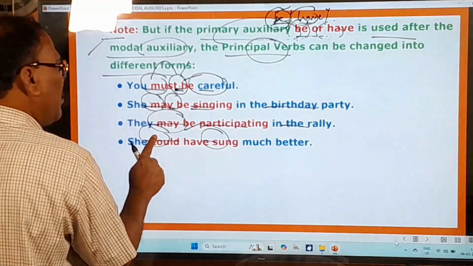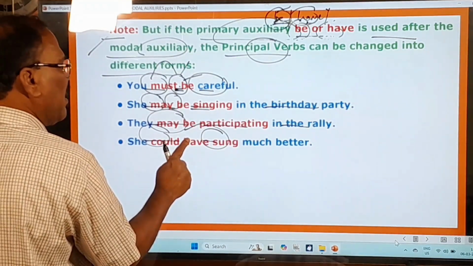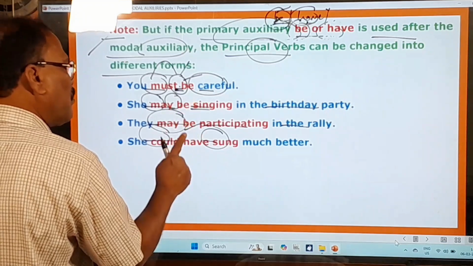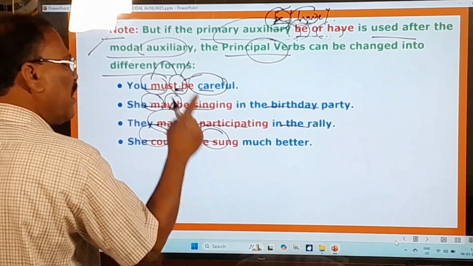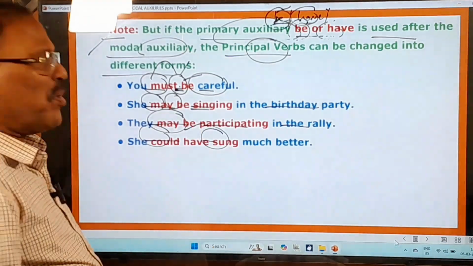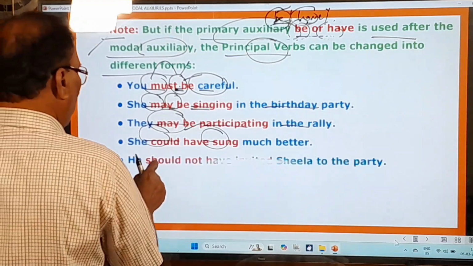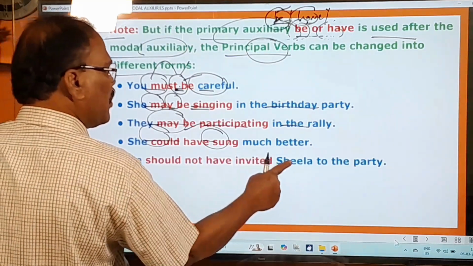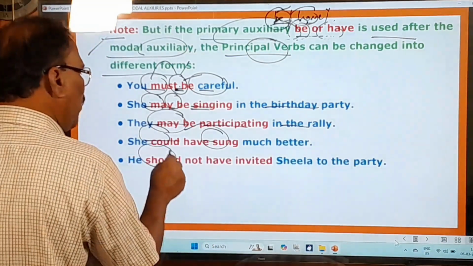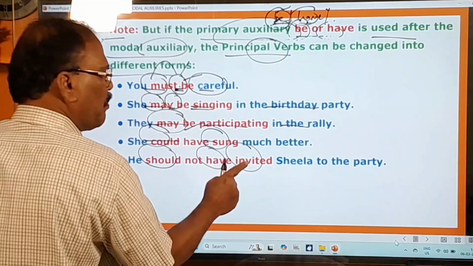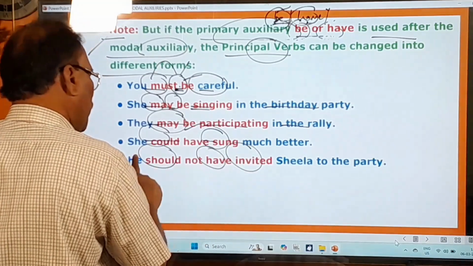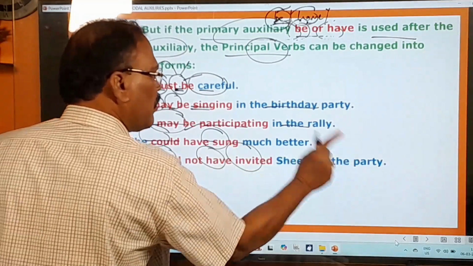So here with could, we have used the primary auxiliary, that is have, and when you use this have, the verb must be in the past participle form. Okay, and similarly he should not have invited Sheila to the party. With should, have is used and past participle form of the verb. He should not have invited Sheila to the party.